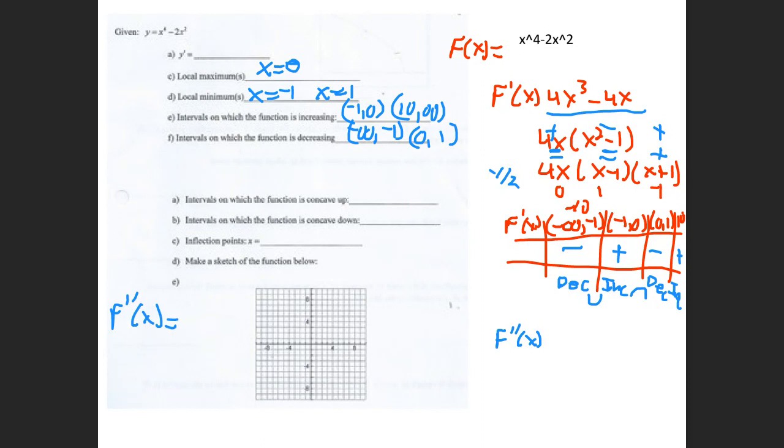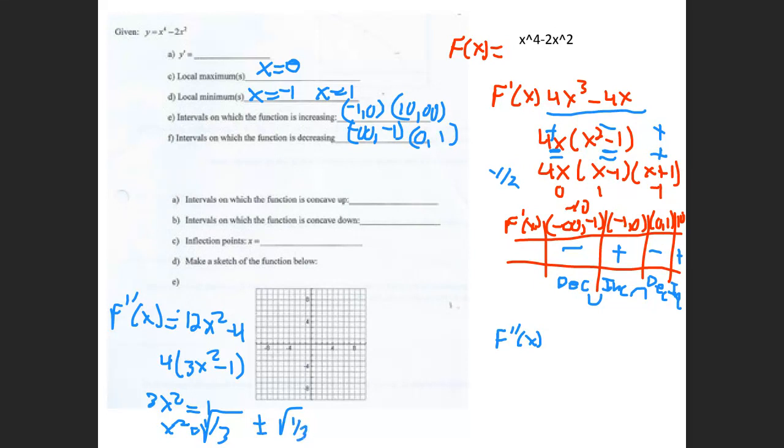is going to be 12x squared minus 4. So I'm going to factor out a 4. That leaves me with 3x squared minus 1. That's not going to be nice, but I'm just going to set this equal to 0. So 3x squared is equal to 1, so x squared equals 1/3. So this is going to be plus or minus the square root of 1/3.